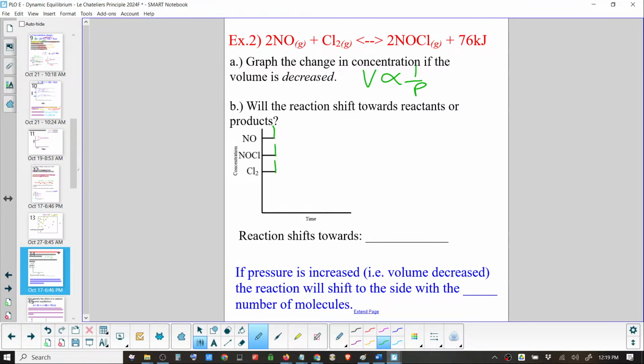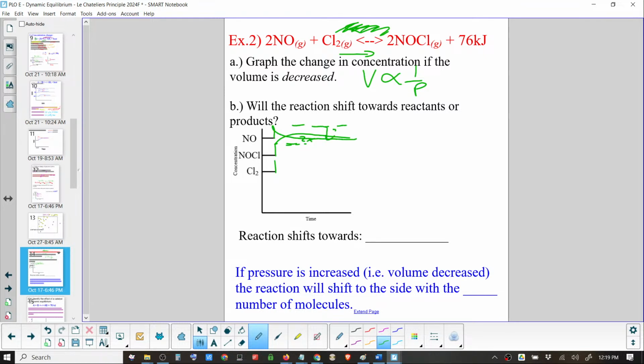Okay. And then, if they all spike up, which way are they going to shift to undo that spike, to have the most things going away? That way? Because we increased the pressure, how could we decrease that pressure? We want to go that way. So our NOCl should go up by 2. And then our NO should go down by 2.